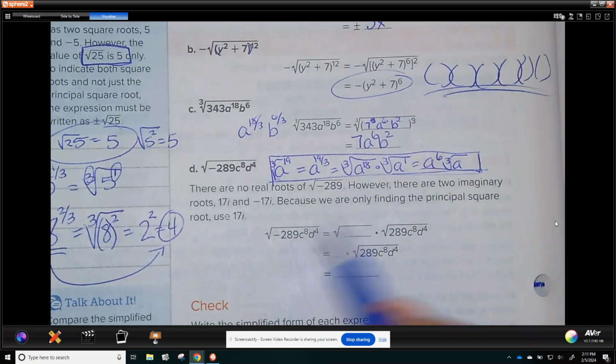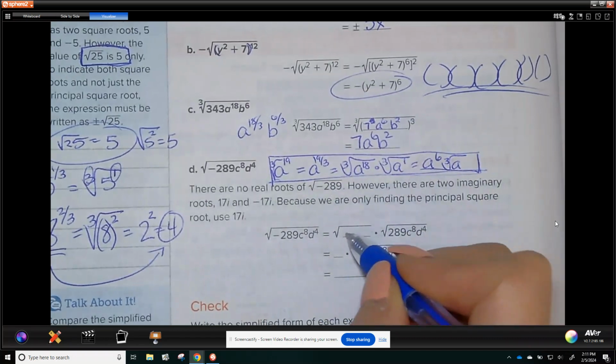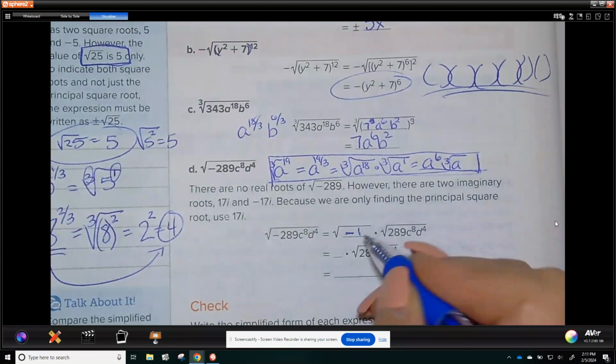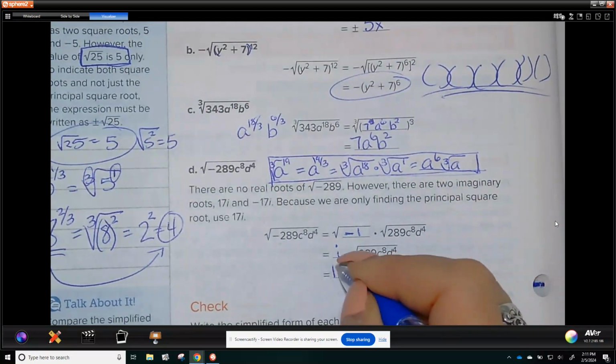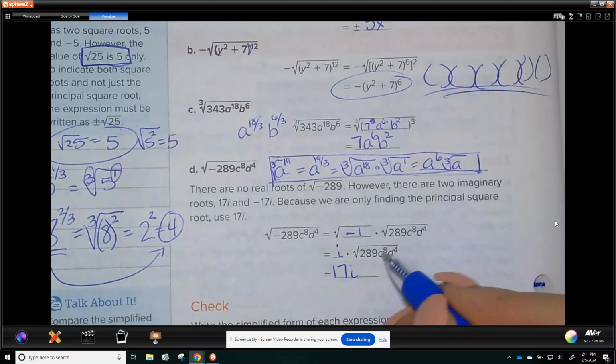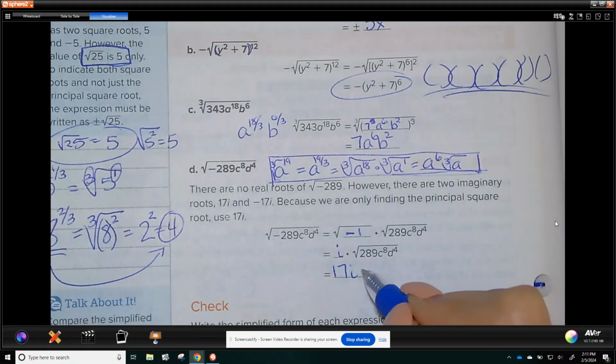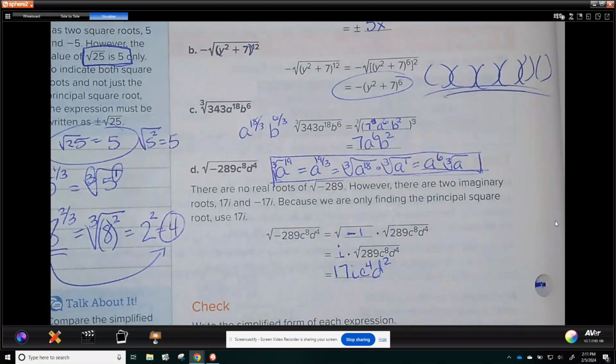All right, negative 289. Since it is negative, I take the square root of negative 1 times that, which is i. Square root of 289 is 17. That goes first, then the i. Then the square root of c to the 8th, c to the 4th, d to the 2nd, 4 divided by 2.